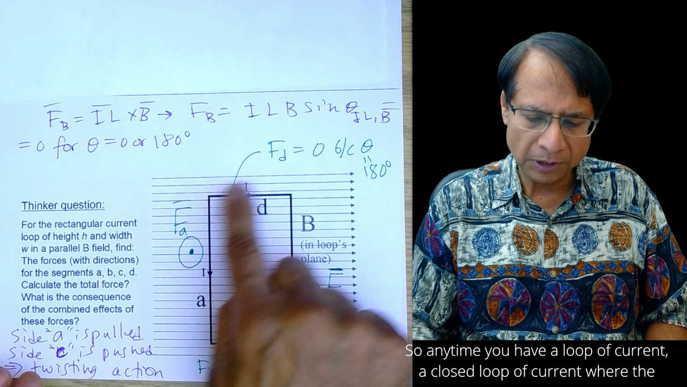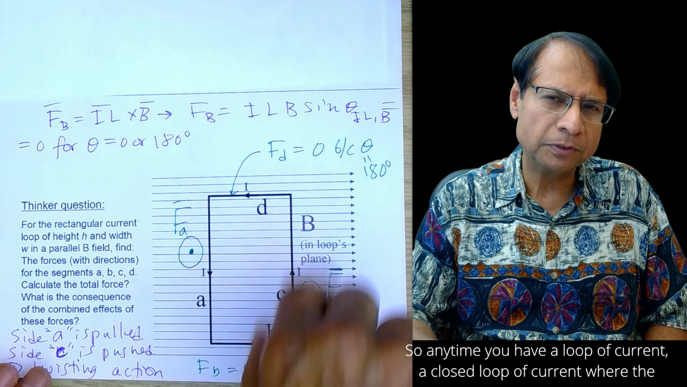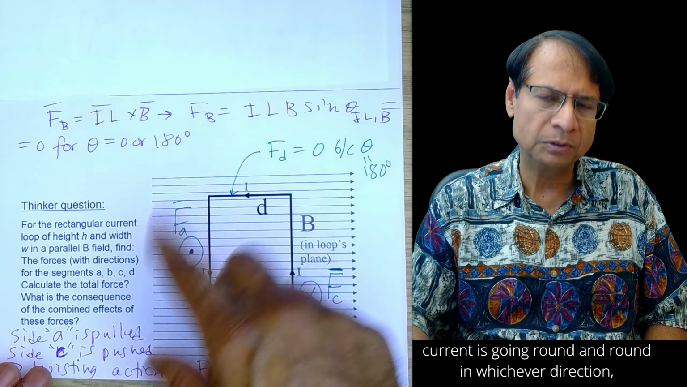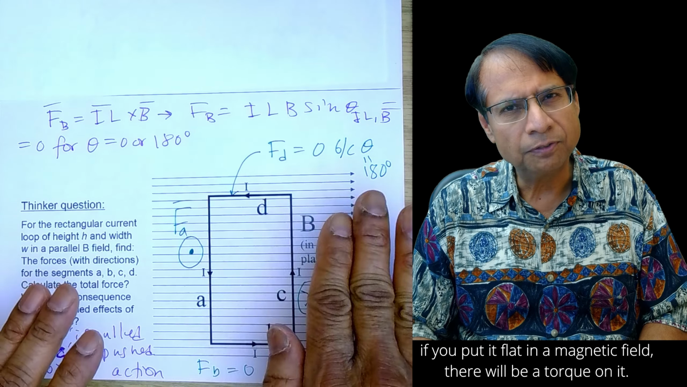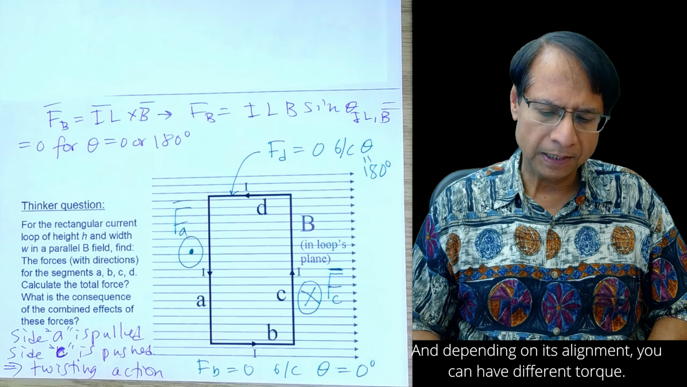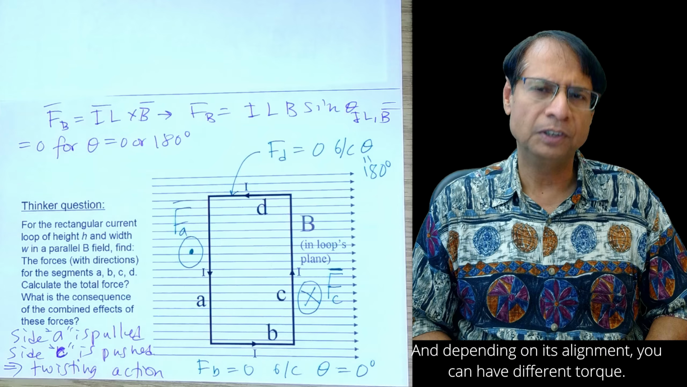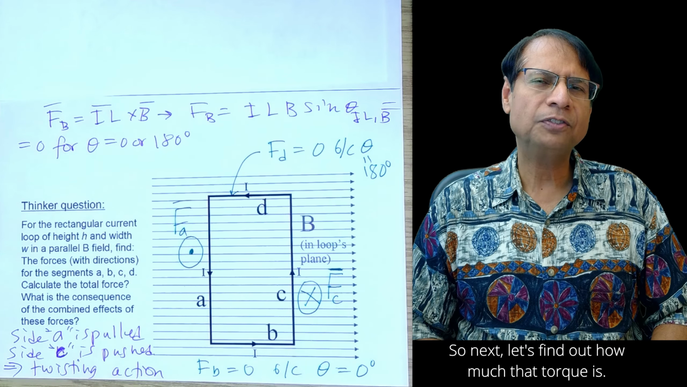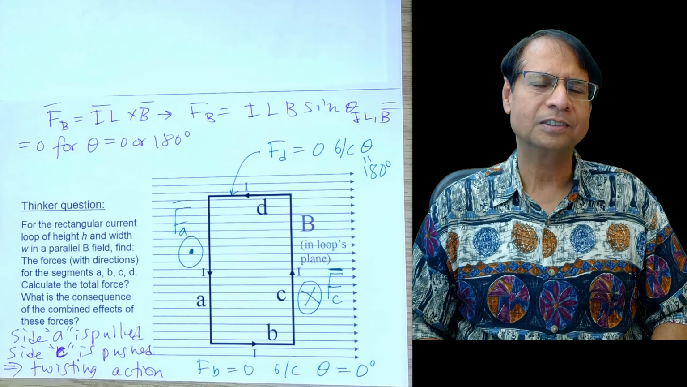So anytime you have a closed loop of current where the current is going round and round in whichever direction, if you put it flat in a magnetic field, there will be a torque on it. And depending on its alignment, you can have different torque. So next, let's find out how much that torque is.